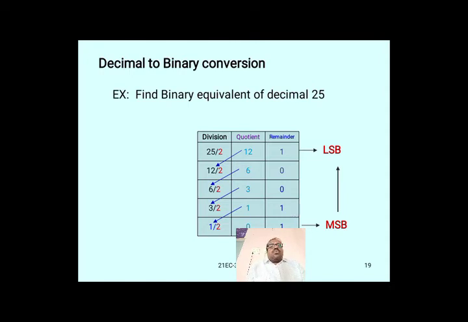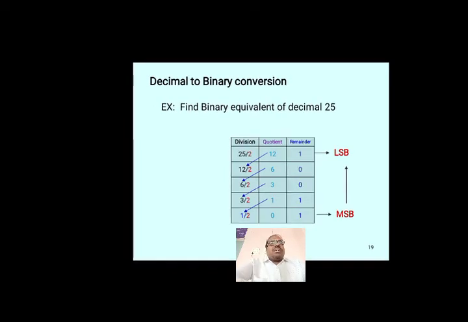Next, that quotient is taken on another line and divided by 2. 12 by 2 equals 6, remainder is 0, quotient is 6. Now 6 is taken on another line. 6 divided by 2 gives quotient 3 and remainder 0. Next, 3 divided by 2: quotient 1 and remainder 1. Next, 1 divided by 2: quotient 0 and remainder 1.